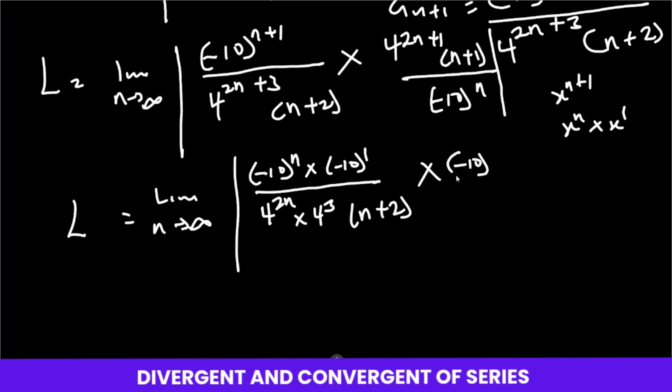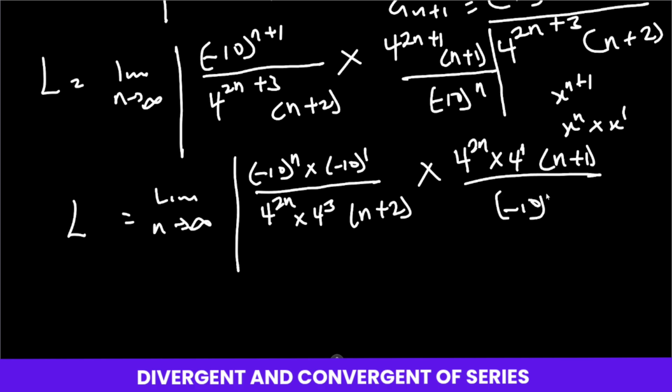That will give us (-10)^n divided by, this one can also be written the same way, and that will give us 4^(2n) times 4^1, all multiplied by the bracket n+1. I'm just rewriting what I have there. So this can be written the same as what we did. This one will be 4^(2n) times 4^1, (n+1), all divided by (-10)^n.